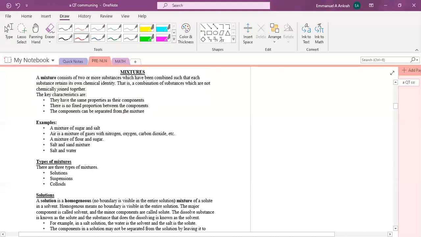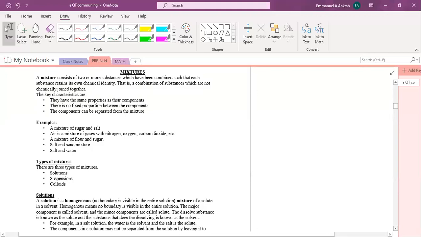Then the components can be separated from the mixture. You should be able to separate the components because, again, there's no chemical combination or reaction. So that's what a mixture is about. The components maintain their properties, you can separate them, and there's no fixed proportion between the components. Examples of mixtures: you have salt and sugar. Air is a mixture of gases, nitrogen, oxygen, carbon dioxide. Flour and sugar, mixture. Salt and sand, mixture. Salt and water. These are all different mixtures that we can come up with.